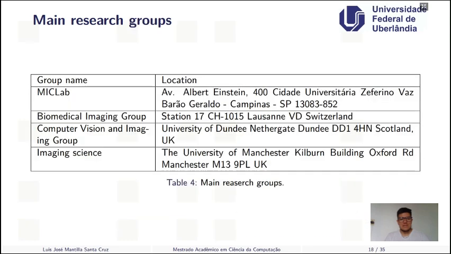researchers in this field. So the main research groups. We have one interesting group, MIG, which is located in Campinas, São Paulo. And we have the Biomedical Image Group in Switzerland, the Computer Vision and Image Group in the UK, Scotland, the Imaging Science in Manchester, UK.